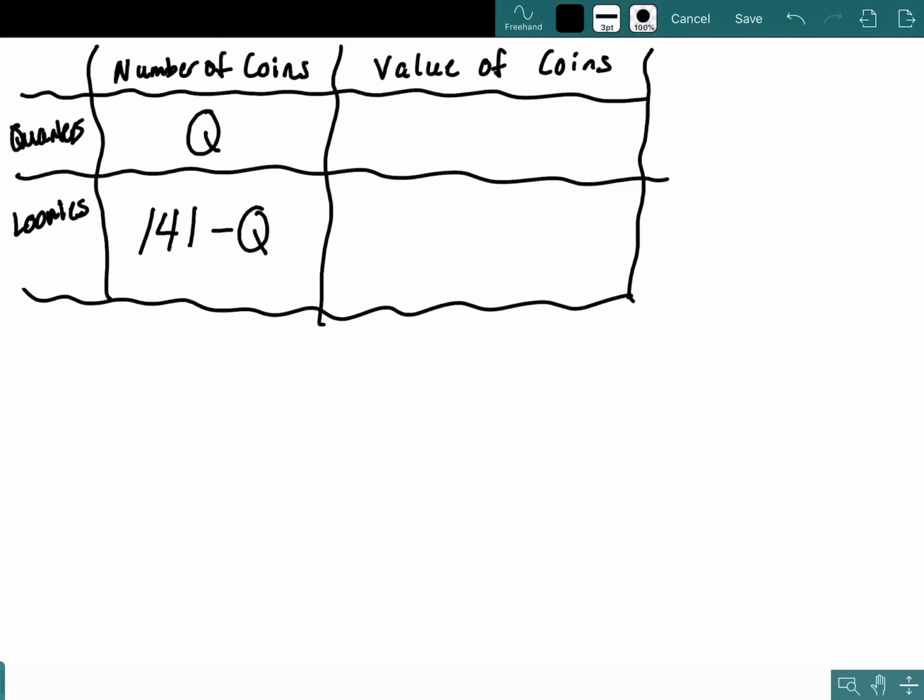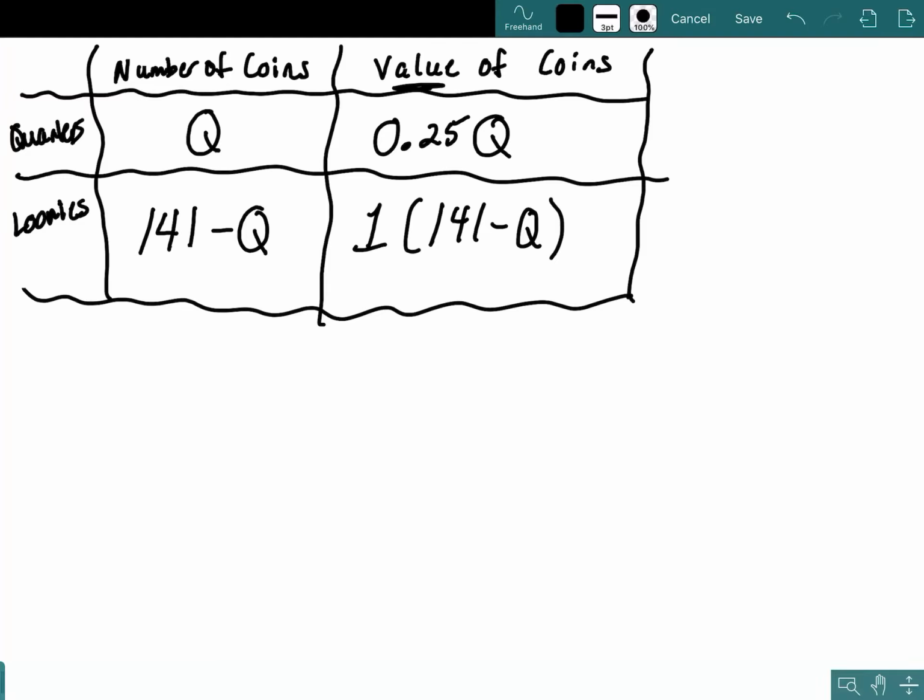Now for the rest of the chart, we're going to fill in the value. So how much money do we actually have in quarters? Well, the value of 1 quarter is 25 cents. So it's 0.25, 25 cents times Q, however many quarters you have. And then the value of loonies is $1, 1 times (141 minus Q). And it's very important that you keep those brackets there.